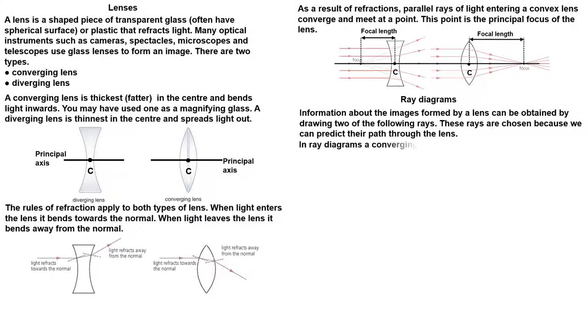In ray diagrams, a converging lens is represented as a vertical line with outward facing arrows to indicate the shape of the lens. In ray diagrams, a diverging lens is represented as a vertical line with inward-facing arrows to indicate the shape of the lens.